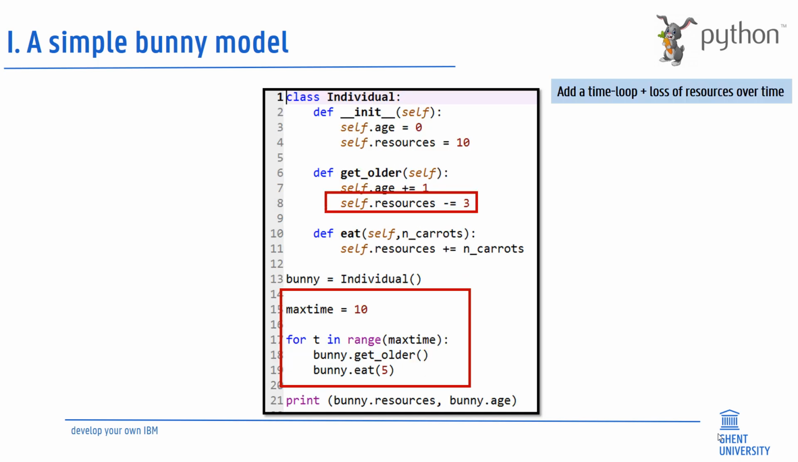Till now, our bunny experienced action at one moment, so as we defined it. By adding time loops, the code will then allow a sequence of here max time events in which the bunny's functions are called. Now we also implemented some basic respiration by burning the equivalent of 3 carrots every time step of aging.